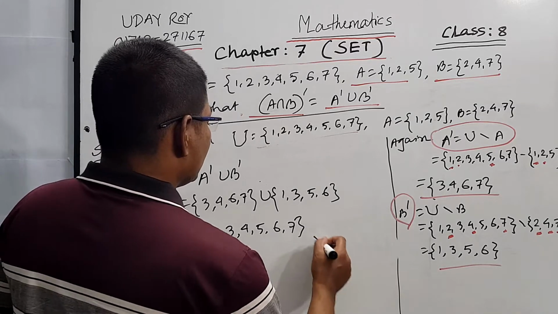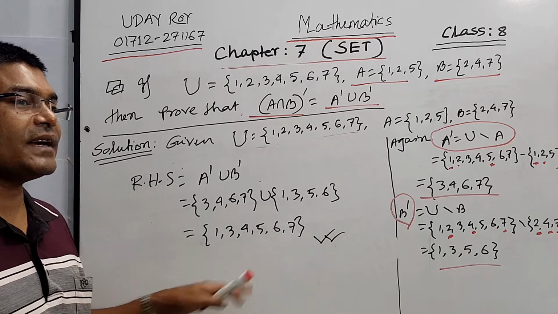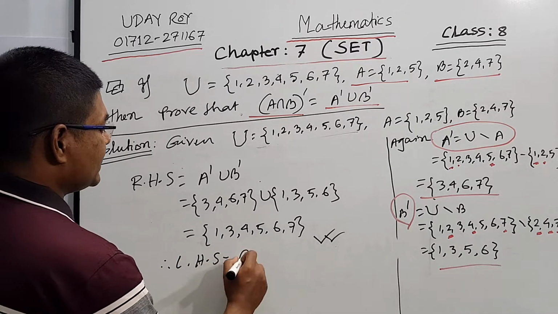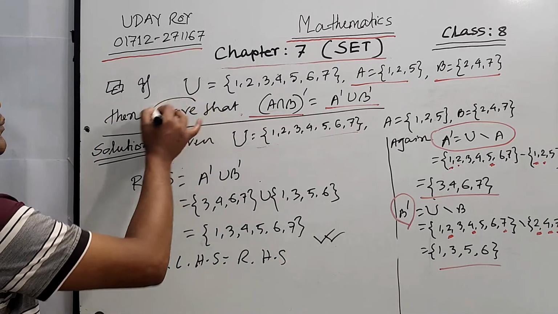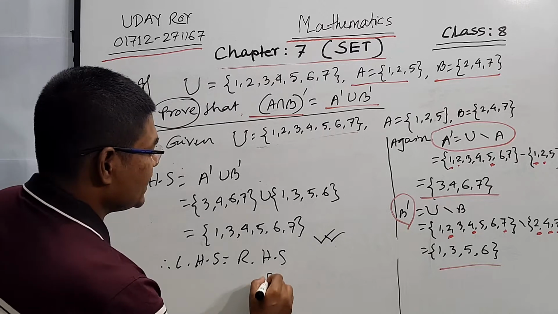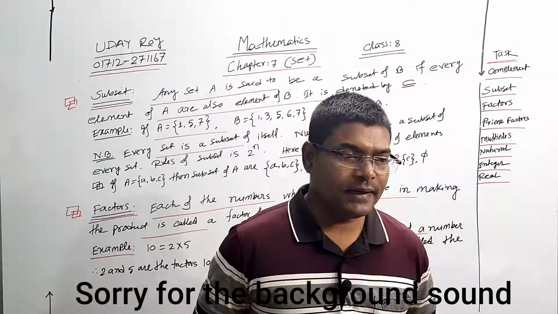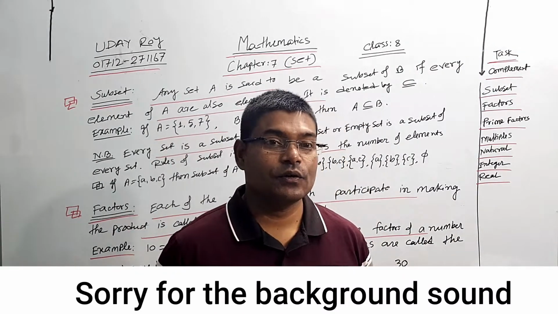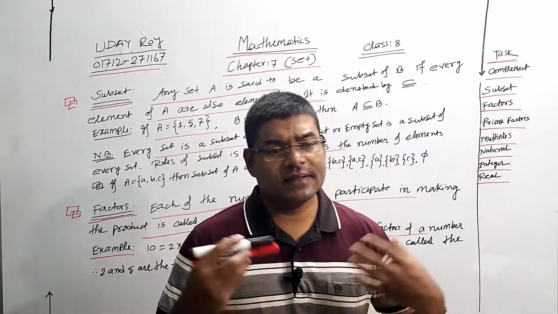So left hand side and right hand side are same. Therefore, we can write left hand side equal to right hand side. Here is proof that. For this reason, you have to write proof. Okay? We learned now subset, then factors, then prime factors, and then we will start our maths.